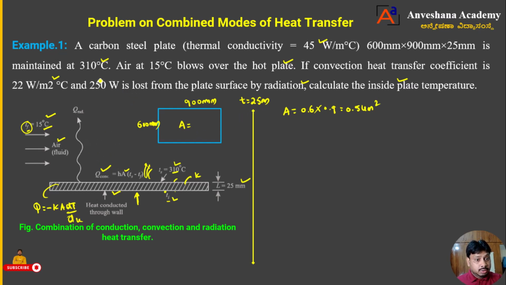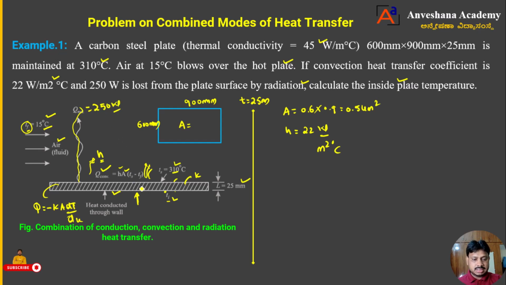Next. Okay, then when it is convection heat transfer, he is telling that there is a convection heat transfer coefficient, that is h. h also he has given, so I will mark it here now. h is equal to how much he has given? 22 watt per meter square degree Celsius. Okay, fine. Next, some amount of heat is going to be lost in the form of radiation. That means some amount of heat is going to transfer in the form of radiation. That he has directly given, that is 250 watt.